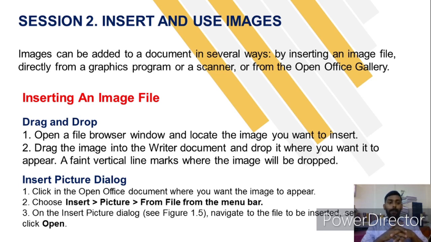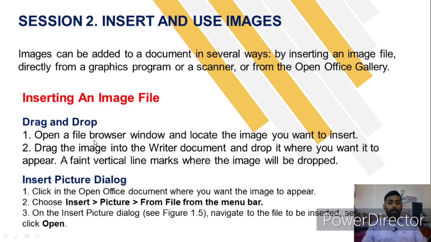Moving on to the topic, images can be added to a document in several ways: by inserting an image file directly from a graphic program or a scanner, or from an OpenOffice gallery. Normally, we follow the OpenOffice gallery. Plus, we can insert making use of a scanner. Then inserting an image by drag and drop. That's the first option. You know how to insert it.